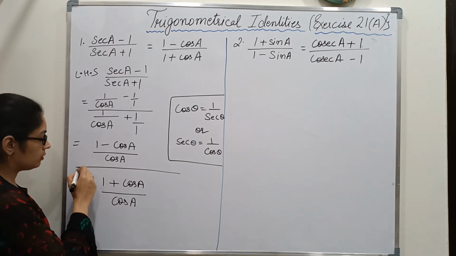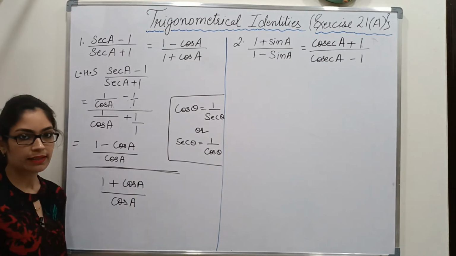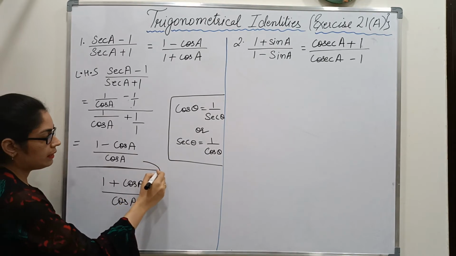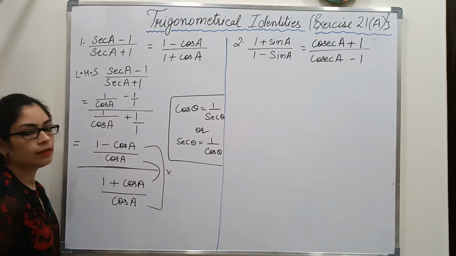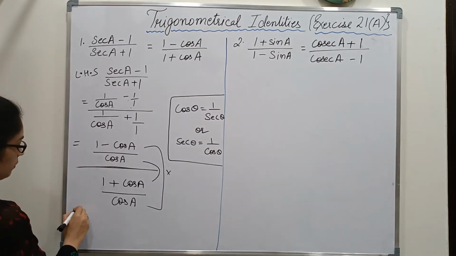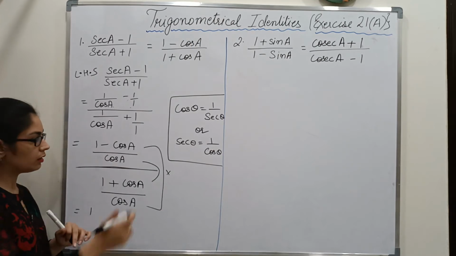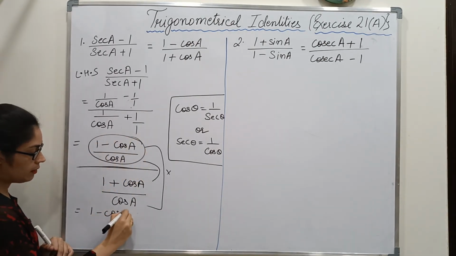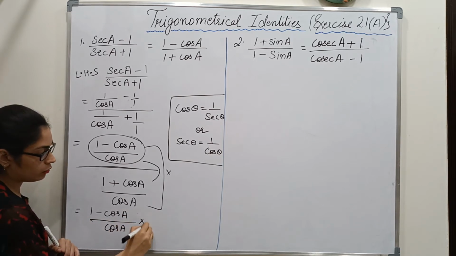Now this is a sign of division. This is one fraction, this is one fraction. So when two fractions are getting divided, you multiply inner ones and outer ones. So how can we write this one? In order to reduce any confusion, first write this thing as it is: 1 minus cos A by cos A. Now like I told you, put a sign of multiplication.